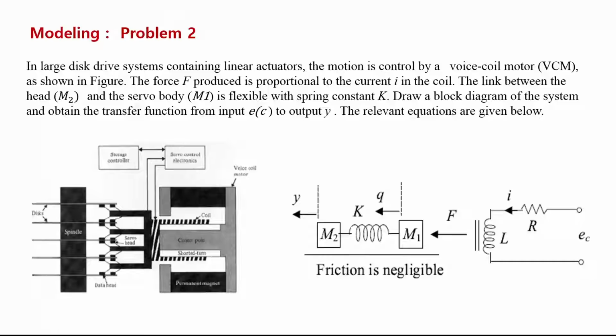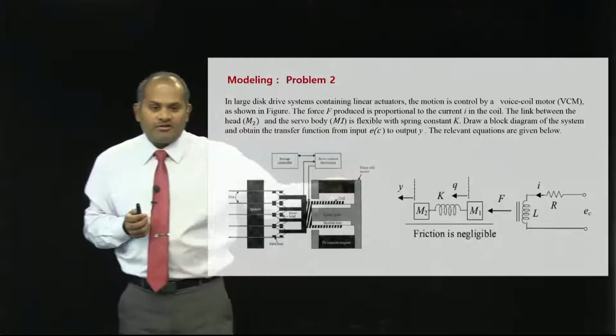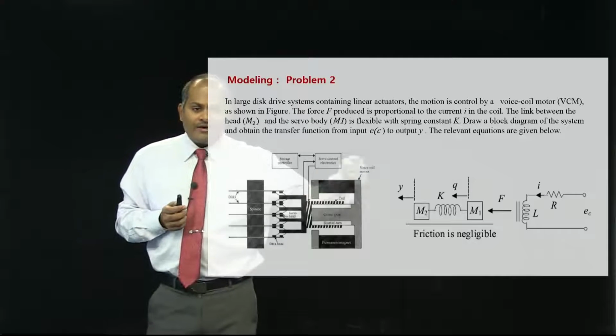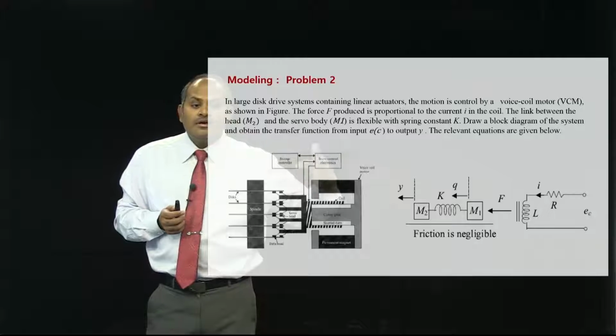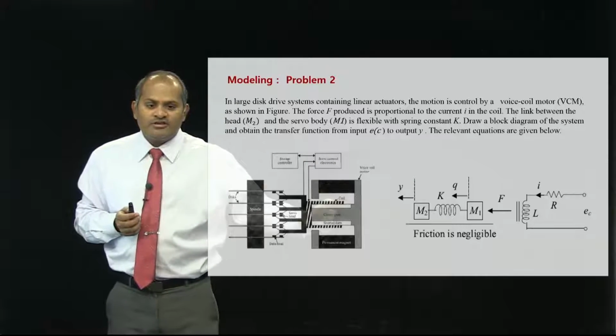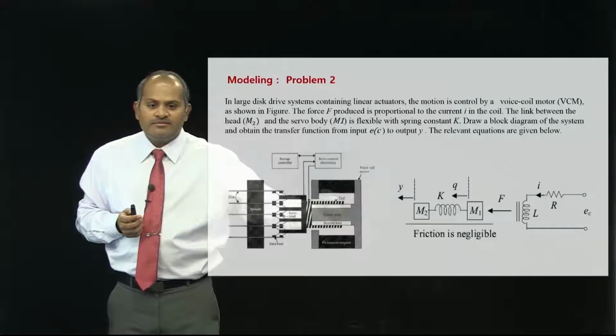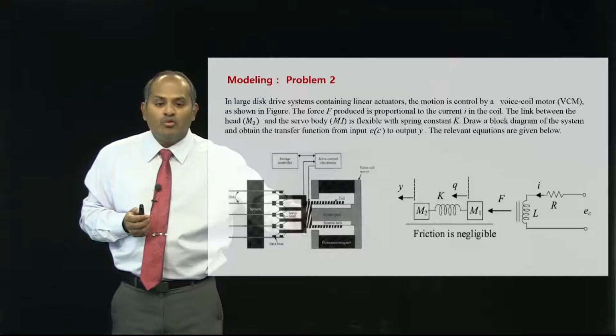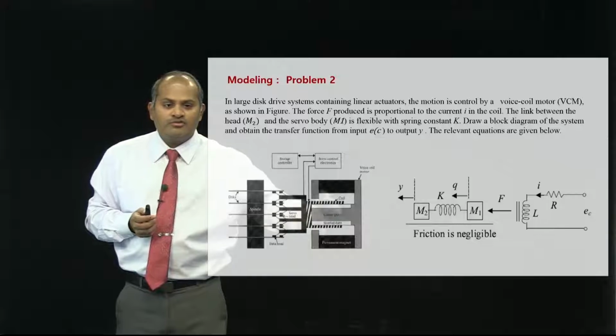So, it is saying there is a coil here, and when the current passes through the coil, because of the magnetic field, it produces a magnetic force. So, there is a coil, it produces force, and this part will actually move.